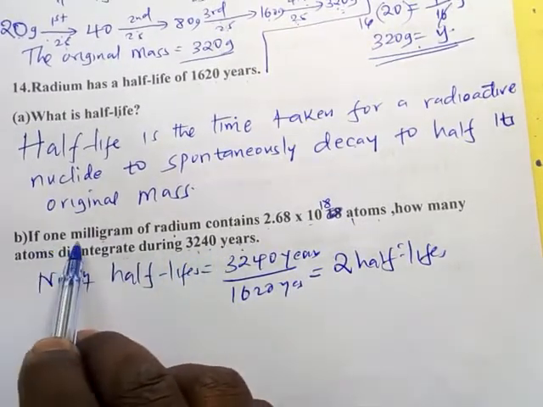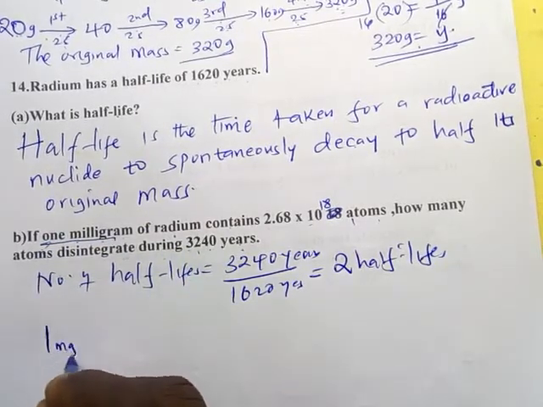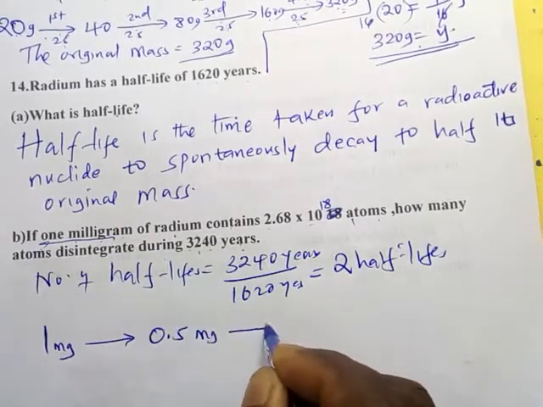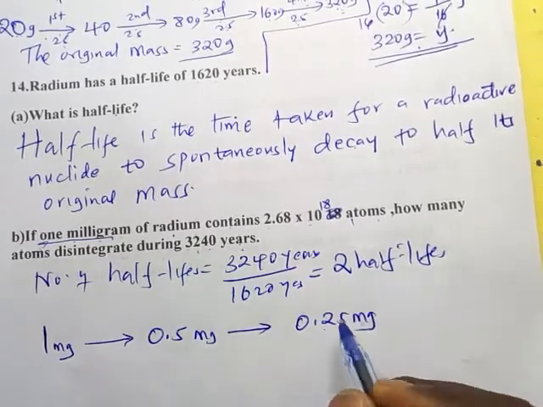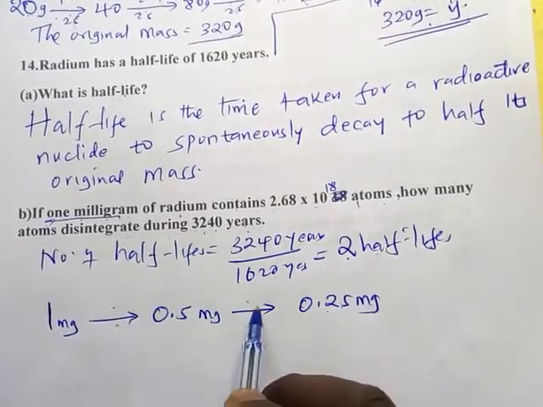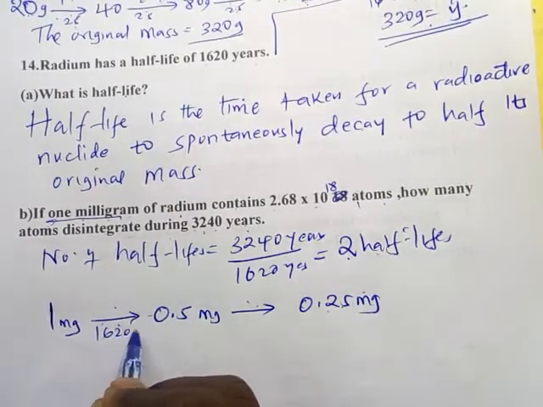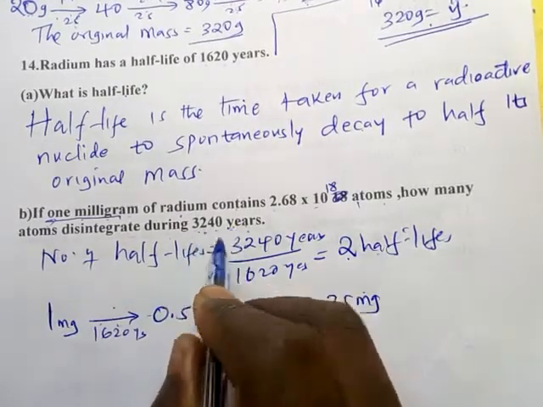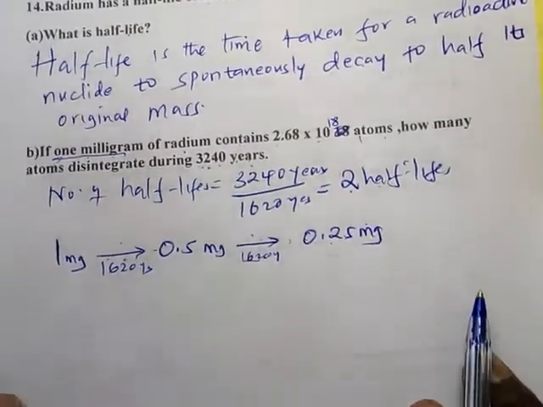So we are starting from 1 milligram. 1 milligram will disintegrate to 0.5 milligram, then to 0.25 milligram. Why did I stop here? I stopped here because we have only 2 half-lives. First, second. Remember, each half-life is 1620 years, making a total of 3,240. I have the whole total time taken for this amount to remain.